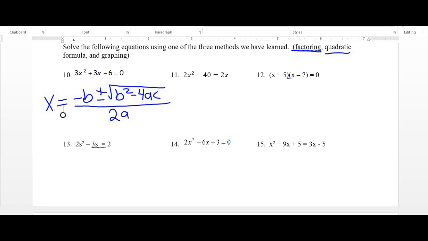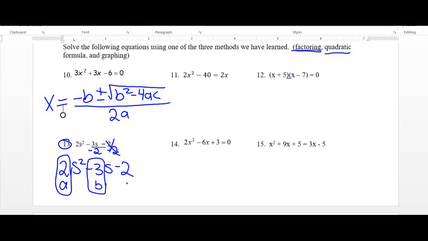All right, quadratic formula. We're going to solve number 13 using the quadratic formula. The equation has to equal 0 first, so make it equal 0 first. 2s squared minus 3s minus 2. That's my a, that's my b, that's my c. So, I need some space here. What can I work with? We'll figure it out. We'll just do it over here.